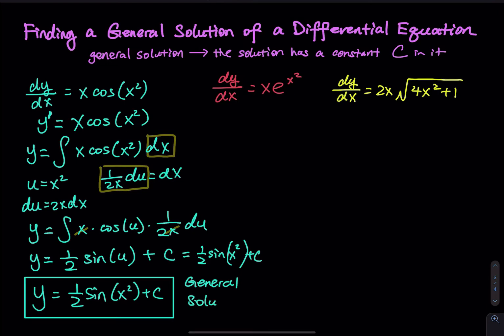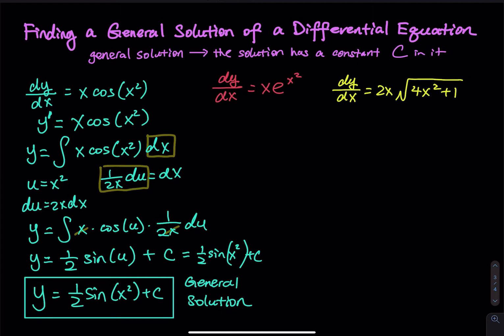solution. What happens if you know what c is? You need an initial condition to find the c. So when x equals a number, y equals a number, you plug in x and y to find the c, and that solution is called a particular solution.